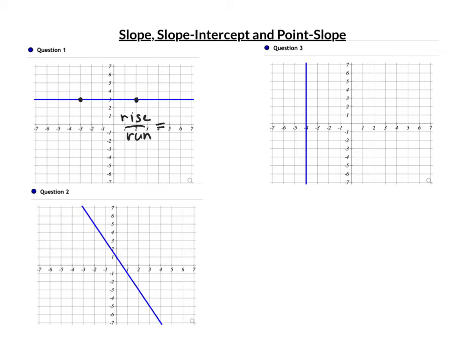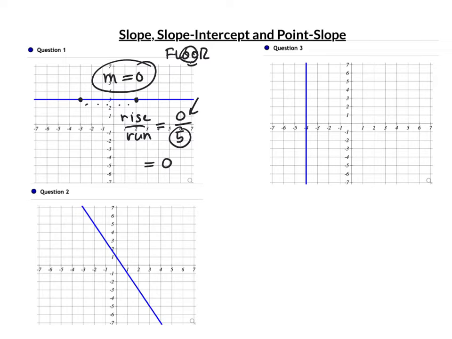Well, what you'll notice here is that between those 2 points, the rise is 0. And between those 2 points, the run is 5. So any 2 points I pick, I'll get a run, but the rise will always be 0. And 0 divided by anything is 0. The slope of a flat line is 0. I always tell my kids, hey, remember, it's like the floor. It's horizontal. And the floor has a lot of zeros in it. So remember that the slope of a horizontal line is 0.